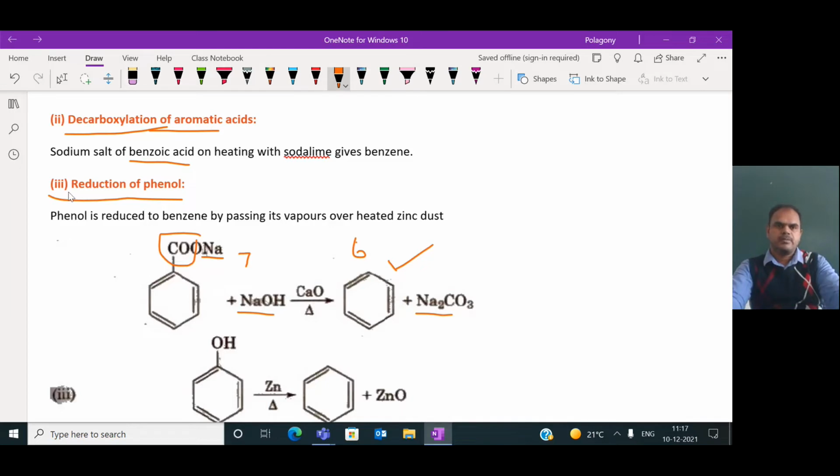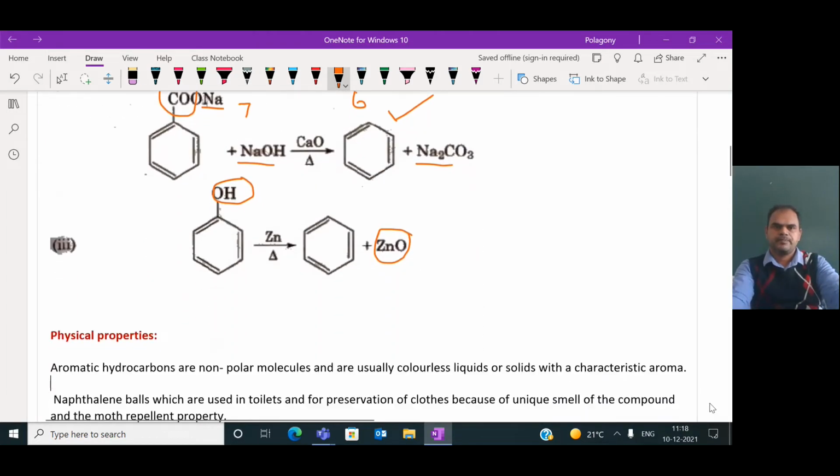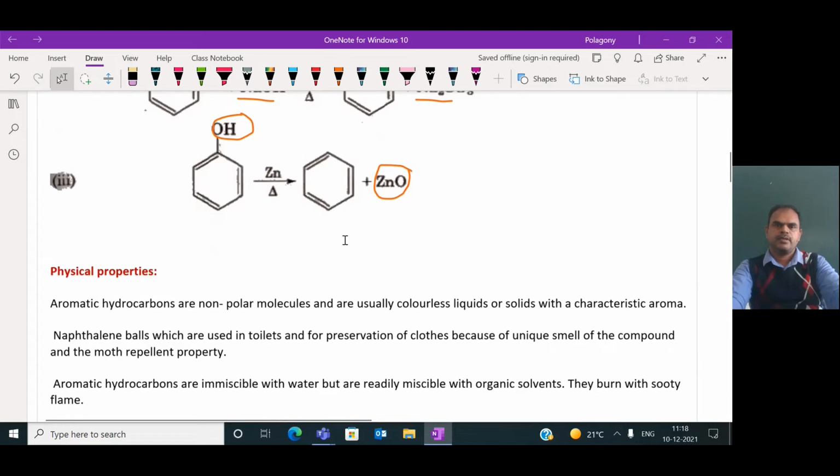Okay, another reaction is by reduction of phenol. In phenol, there is an OH group present on the benzene ring. When phenol is heated in the presence of zinc metal, the zinc will abstract this oxygen and form zinc oxide. The hydrogen is attached to this carbon, and then we can get the benzene structure. This is what we call the reduction by zinc metal. So when phenol is subjected to the reduction process, we can get benzene.